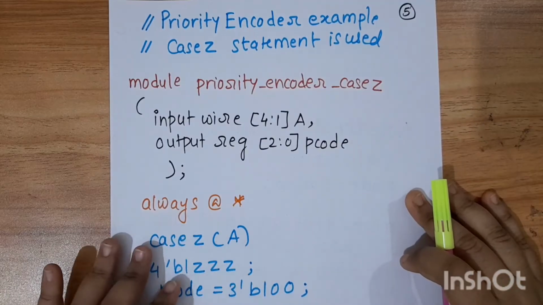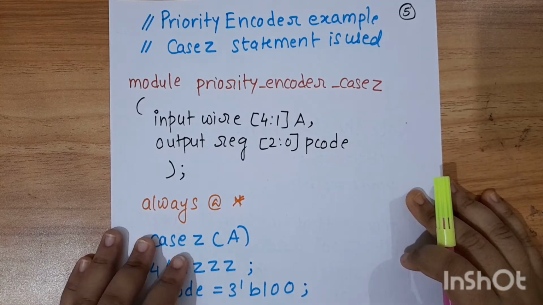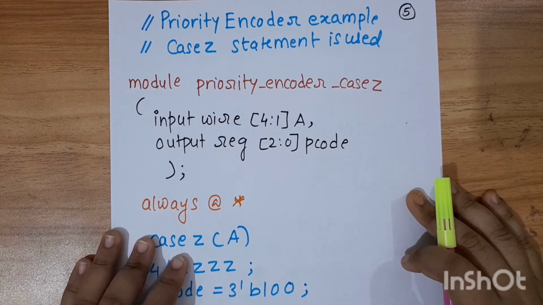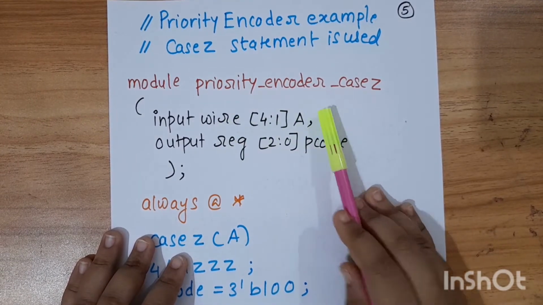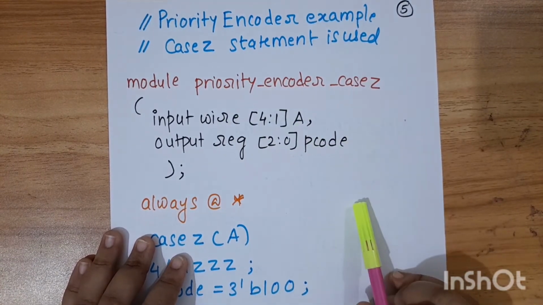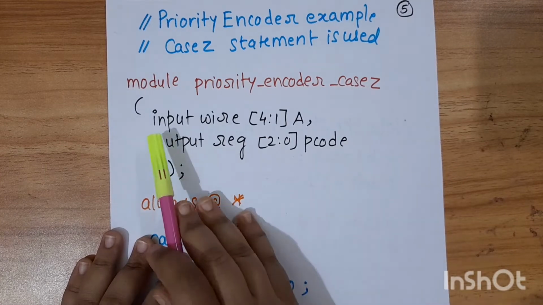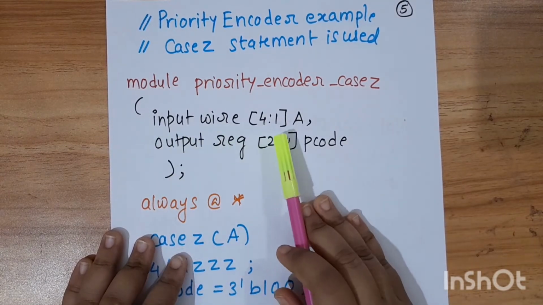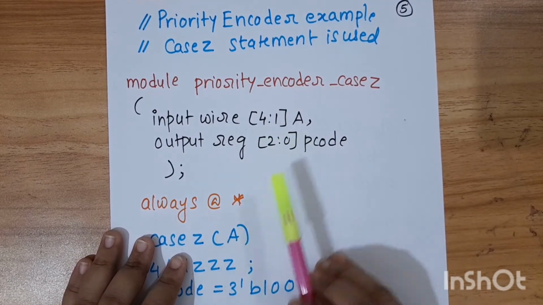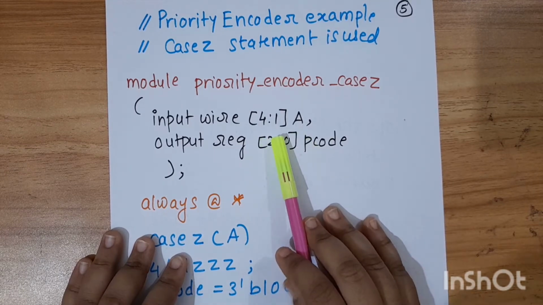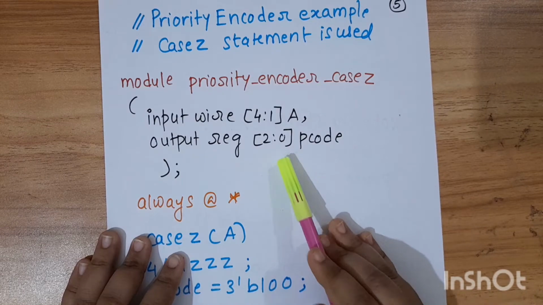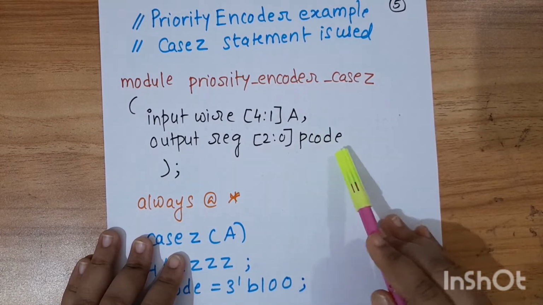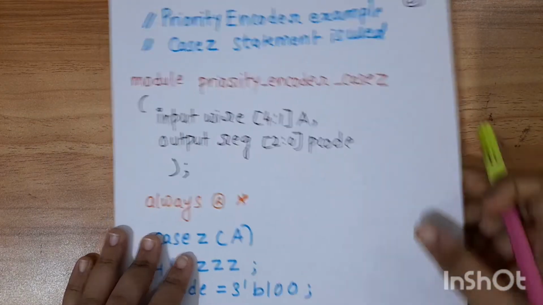Now I am going to write the Verilog code of the priority encoder example using the casez statement. Module priority_encoder_casez. Input wire [4:1] A. The input A is 4 down to 1, it is of 4 bits. Output reg [2:0] Pcode. Pcode is the output, it is of 3 bits.